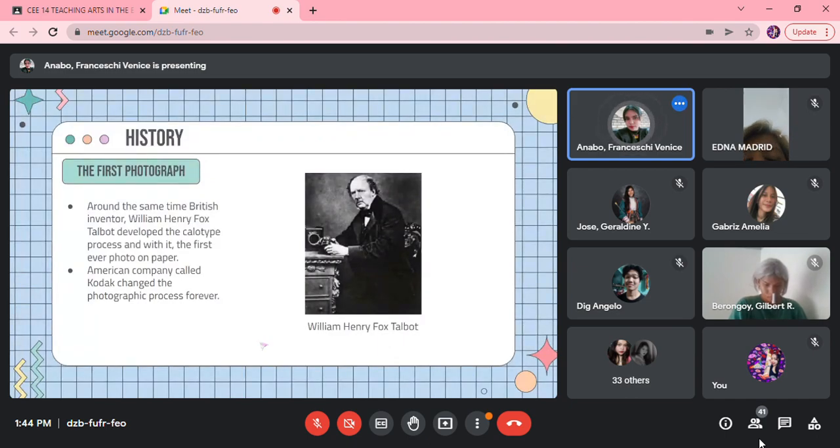American company called Kodak changed the photographic process forever. So kung ang French ang nauna sa pag-take ng first ever photo and first pic of a human being, nauna naman ang Britain sa paglagay ng photo sa paper with the calotype process of Talbot. And with that, yung photographic process na develop ng both France, which is the daguerreotype, and Britain, the calotype process of Talbot, ay nabago because of Kodak.